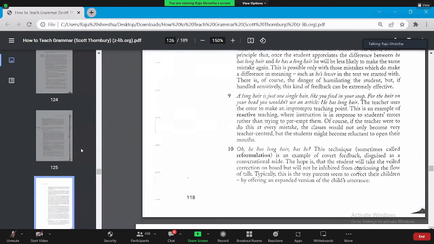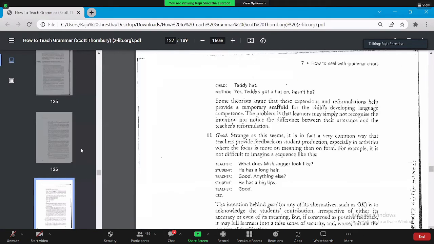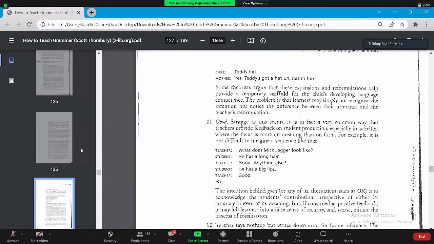There are 8-9 techniques. When the student says something good, appreciate it. Strange as this seems, it is in fact a very common way that teachers provide feedback on student products, especially in activities where the focus is more on meaning than on form. For example, it is not difficult to imagine a sequence like this. Teacher: What does Mark Zuckerberg look like? Student: He has a long hair. Teacher: Good. Anything else? Student: He has a big lips.